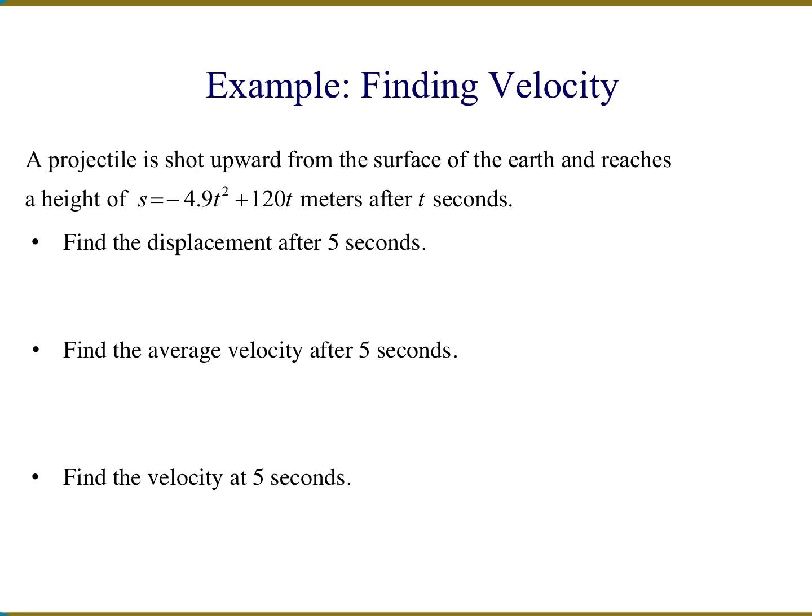Okay, so a projectile launched upwards from the surface of the earth follows the height of negative 4.9 t squared plus 120 t meters after t seconds have passed. Find the displacement after 5 seconds. So the displacement is going to be s of 5 minus s of 0.